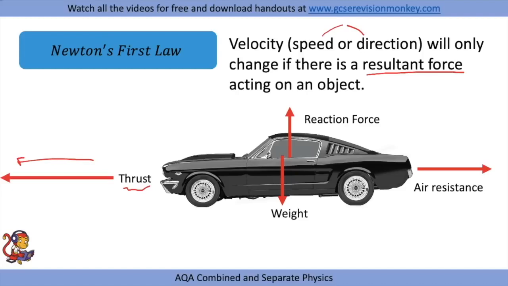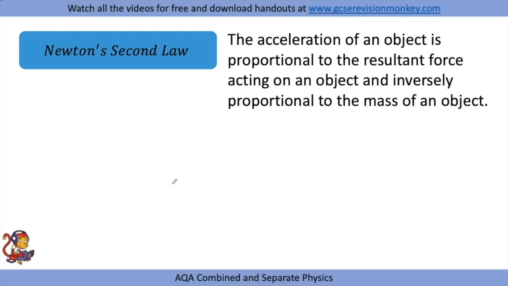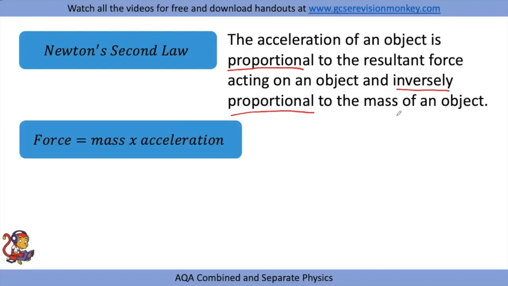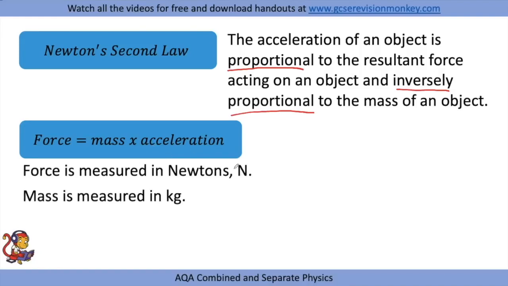Newton's second law says the acceleration of an object is proportional to the resultant force acting on an object and inversely proportional to the mass of an object. This links to the equation F equals ma, or force equals mass times acceleration. Force is measured in newtons, mass in kilograms, and acceleration in meters per second squared. So look out for this symbol here.